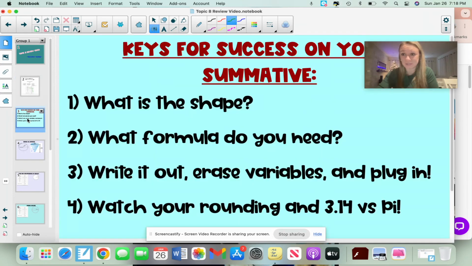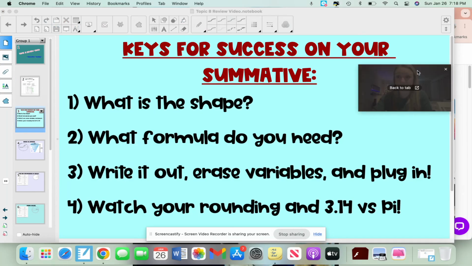Okay, so tips and tricks for success on this assessment. Number one, when you are solving any problem, start with asking yourself, what shape are we talking about here? Once you know the shape, you can look at your formula sheet and identify the formula that you need. Then my recommendation is to use the erase method, where you write out the whole formula in pencil and then you erase the variables and plug in the information given to you. And then once you get your answer, make sure that you watch your rounding to see what the problem is asking for, and make sure that you understand if you needed to use 3.14 or pi. All right, so let's get started.